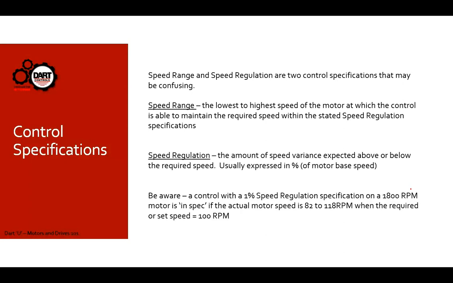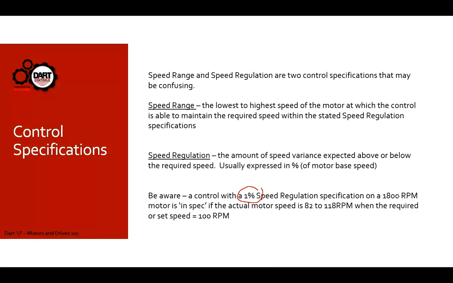Speed regulation is the amount of actual speed variance expected above or below the required speed. It's usually expressed as a percent of motor base speed. So let's throw some numbers at this. 1800 RPM base speed motor, the control has a 1% speed regulation spec. So that means 1% of 1800, that means anywhere in the speed range of that motor, 0 to 1800, I could be plus or minus 18 RPM and still be in spec.